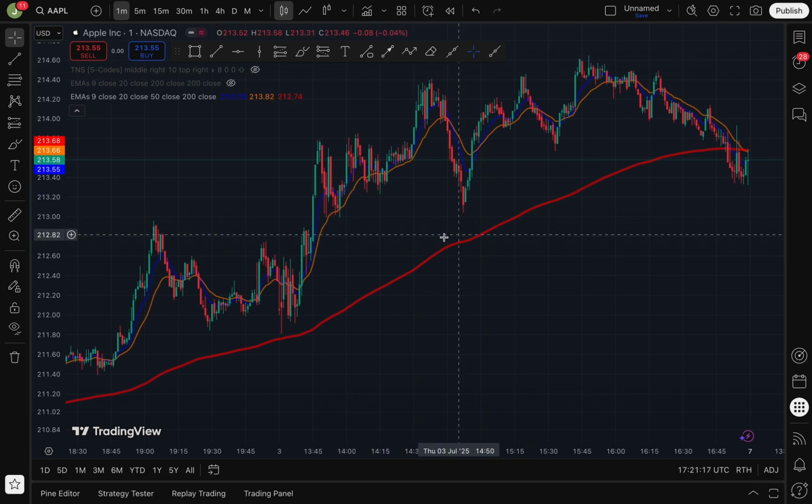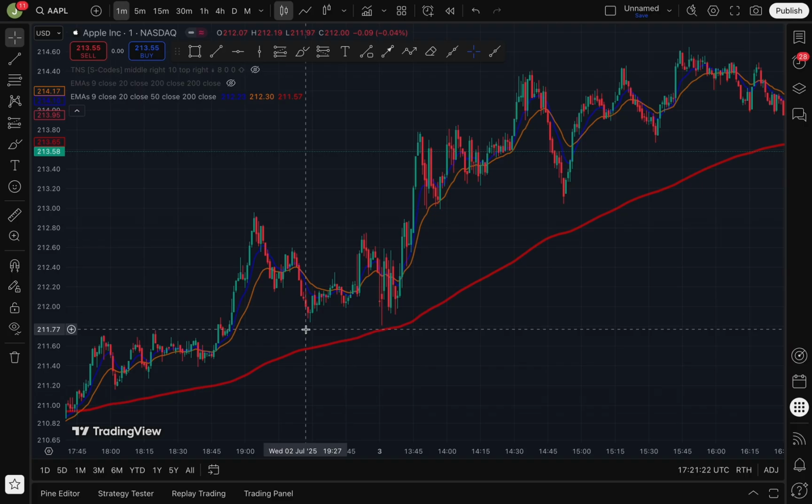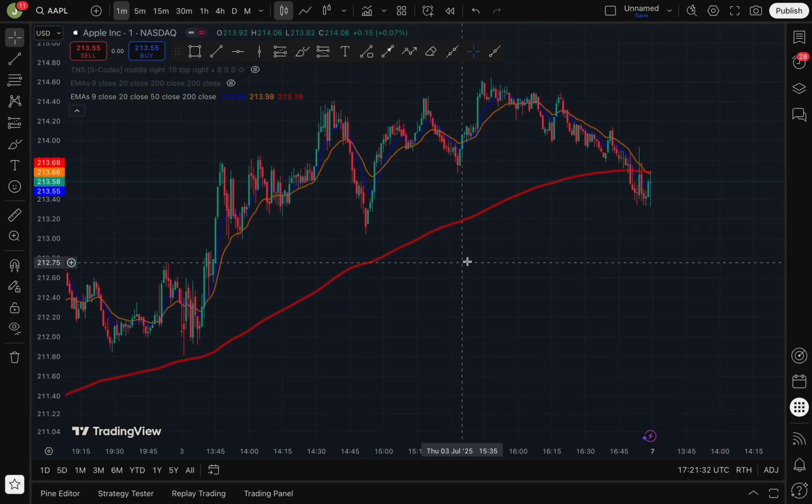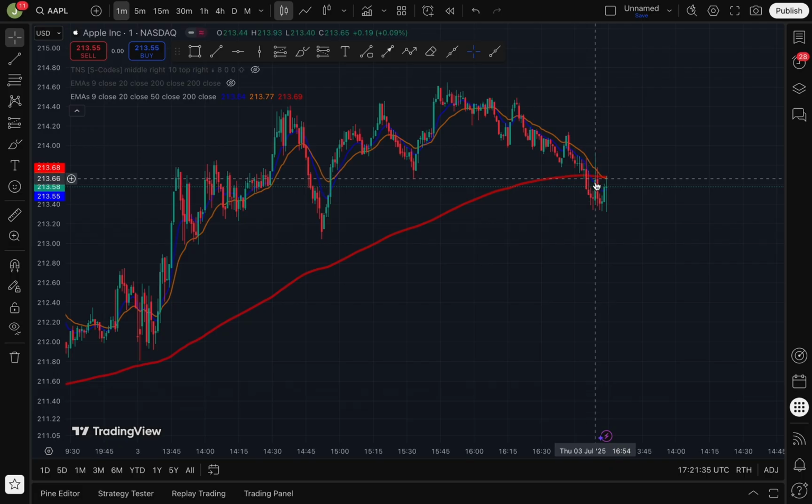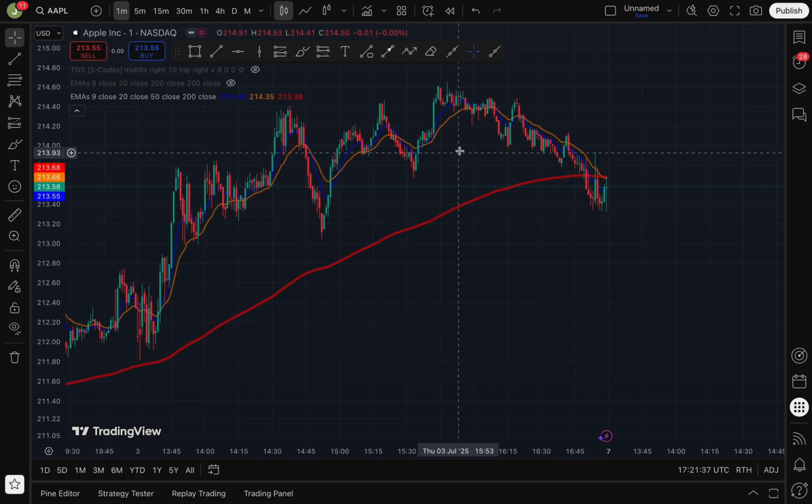You can see how the red is thicker than the blue and orange, because the 200 EMA is more long term and a stronger trend indicator. So I recommend having that always in sight. You can see it's even reacting a little bit right here. It's crossing. Now Apple might be going on down.